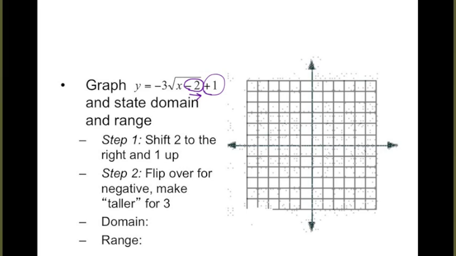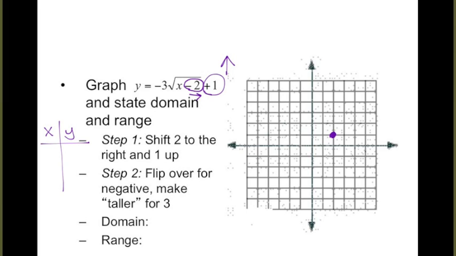The +1 is going to move our graph up 1. So we're going to go over to up 1, and that is going to create the endpoint. So for the plane function that we looked up before, the endpoint was at 0, 0. For this particular version of the equation, the endpoint is going to be that point right there at 2, 1. To find some more points, we're going to make an xy chart.